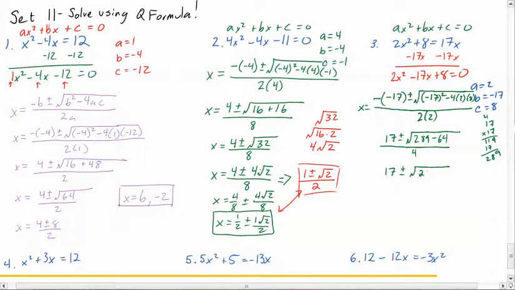So then I've got 17 plus or minus the square root of 289 minus 64, and then 8 minus 6 is 2, 9 minus 4 is 5, all over 4. Now we look at 225, and you may say, well, I don't know how to take the square root of that. So let's factor it. I know 5 goes into it because it has a 5 at the end. So 5 goes into 225 45 times. 45 is 9 times 5, and 9 is 3 times 3.